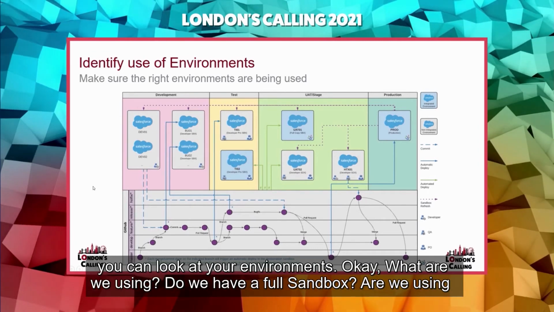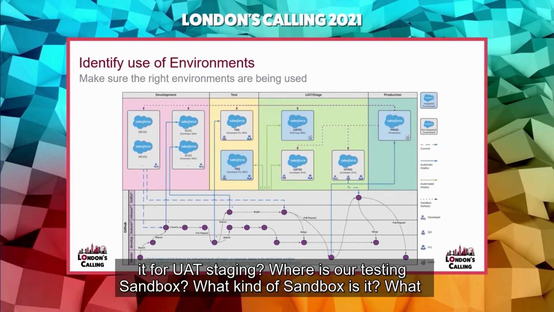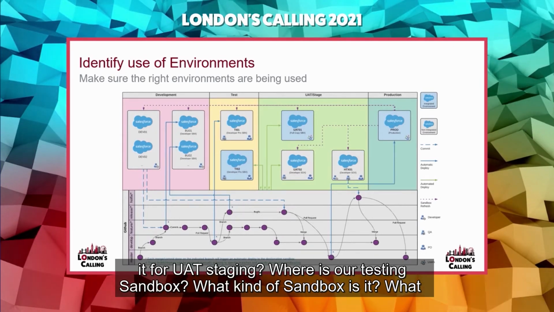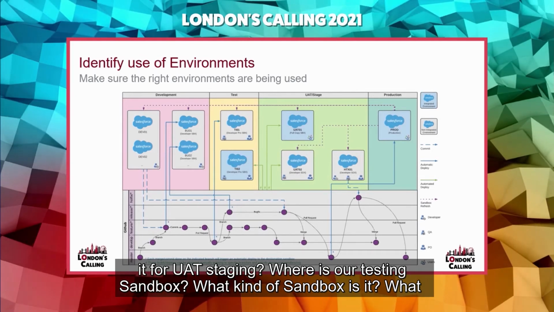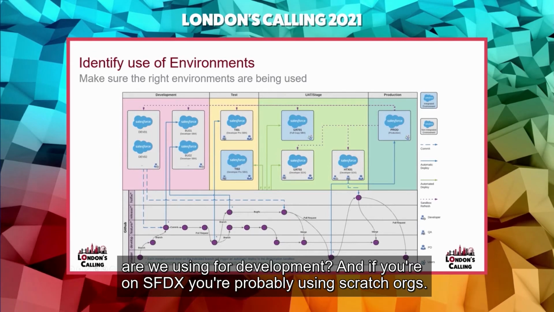So you can look at your environments and say, okay, what are we using? Do we have a full sandbox? Are we using it for UAT staging? Where's our testing sandbox? What kind of sandbox is it? What are we using for development? And if you're on SFDX, you're probably using scratch orgs.